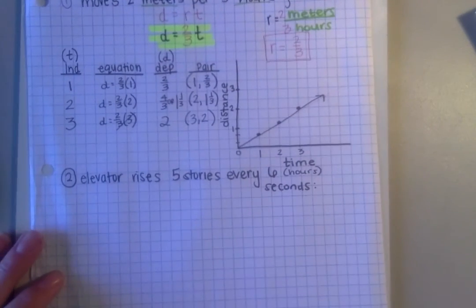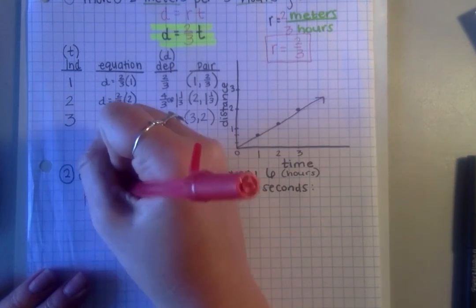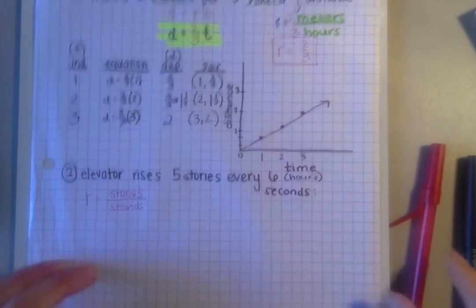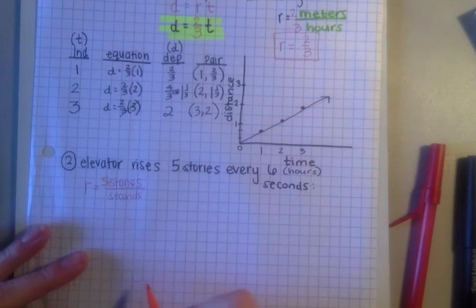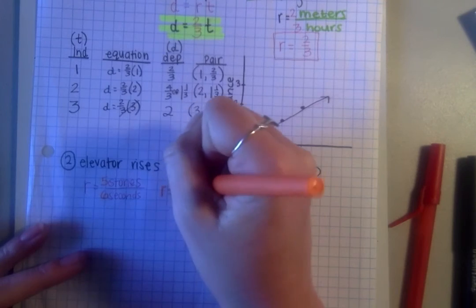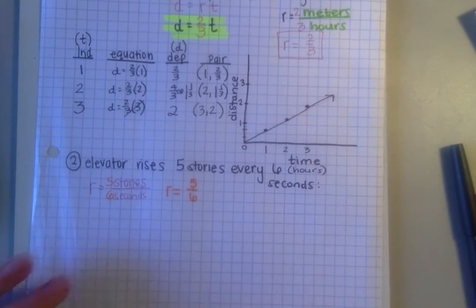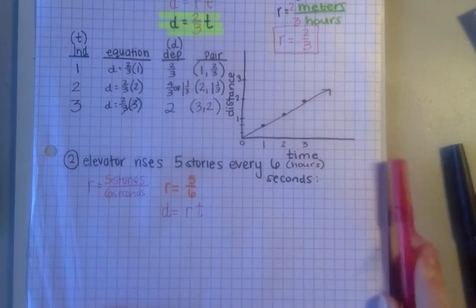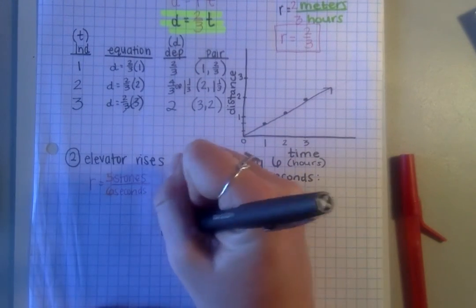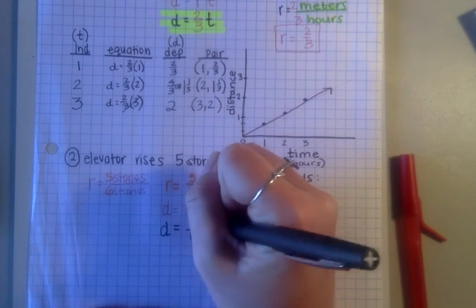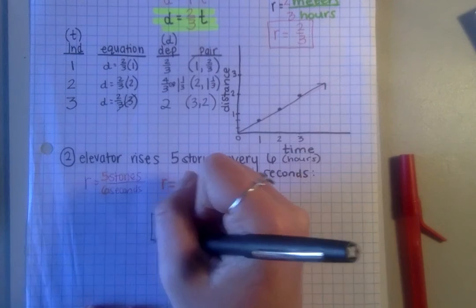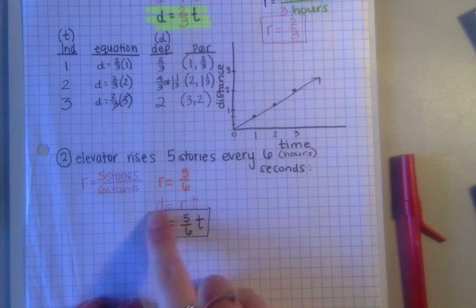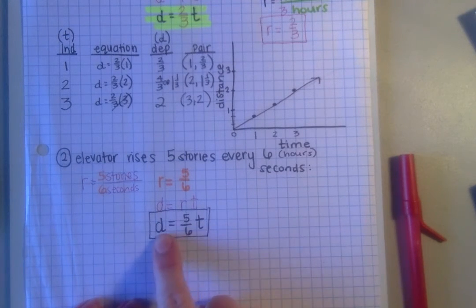Well, my rate equals stories per seconds, and then I fill in my numbers. I'm given 5 stories per every 6 seconds, so my rate equals 5 over 6. And since I'm talking about distance in my elevator, I know that distance equals rate times time. So my formula is D, my distance, will equal my rate of 5/6 times whatever time I plug in for T. So this is my equation. Again, this whole section is talking about having two different variables, so it's okay to leave it like this, because I can plug in a time that will give me my distance.